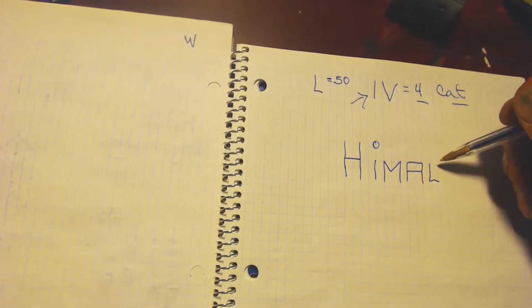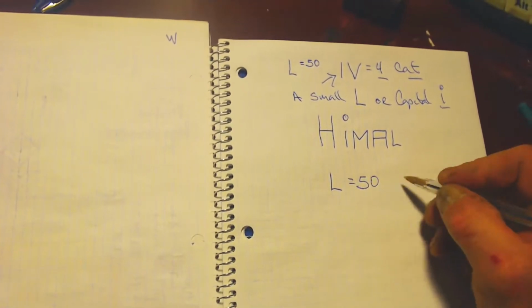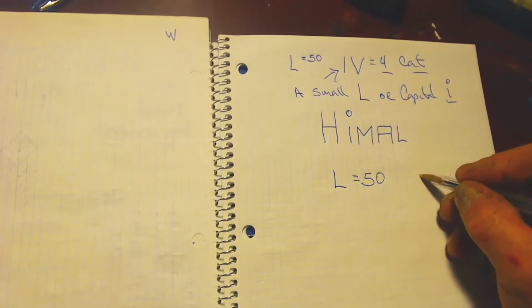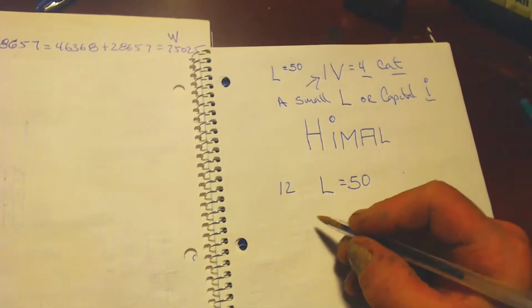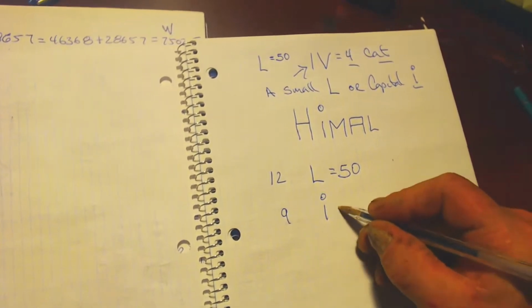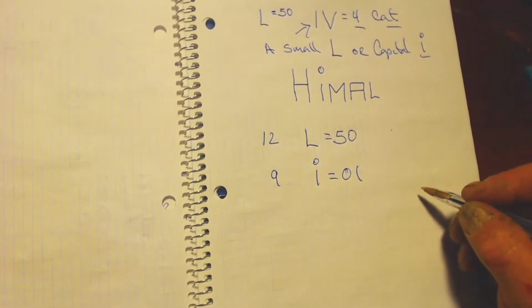What is that? Can somebody tell me what that is? It can be one of two things. It can either be a small L or a capital I. So where L equals 50, 12L equals 50, 9I equals 01. Look at that. Area 51 must be an island.